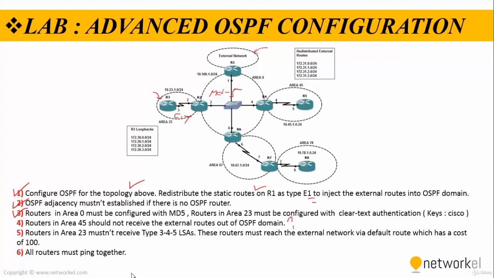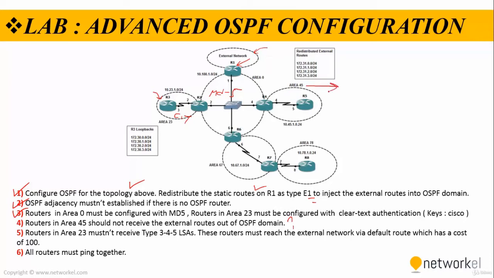Okay, let's go to the fourth step. It's saying that the routers in area 45, where are you, area 45? These guys, router 4 and router 5, should not receive the external routes out of the OSPF domain. And these routes are the routes which are being redistributed by router 1, right? I don't want to see this guy in this area.